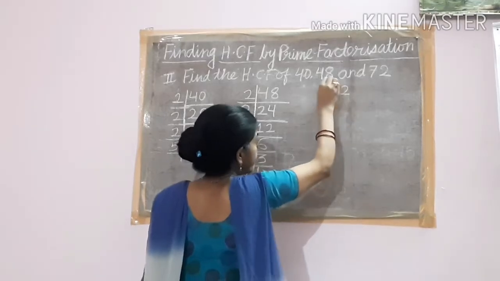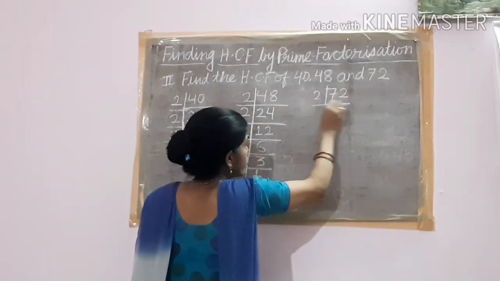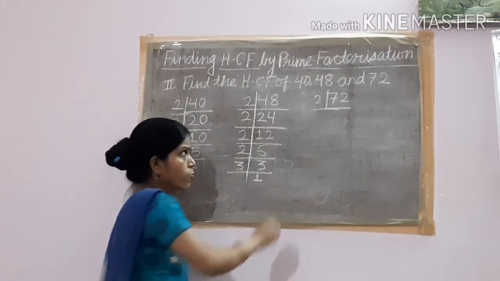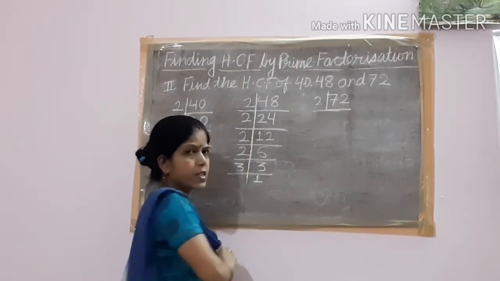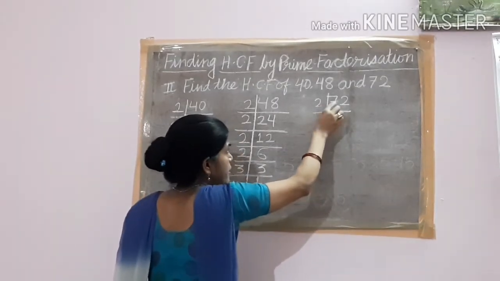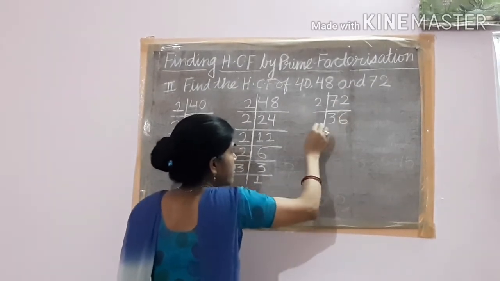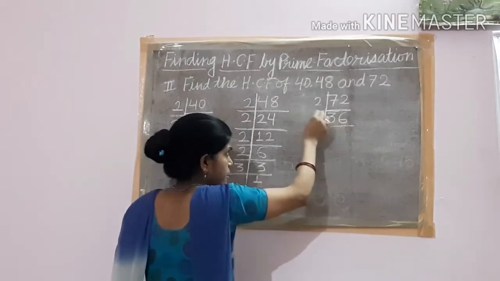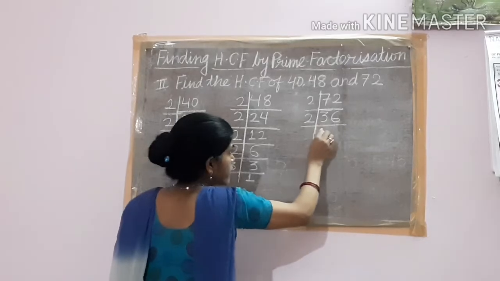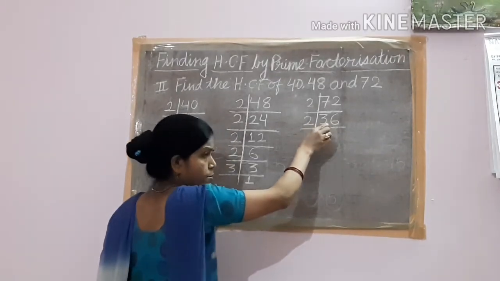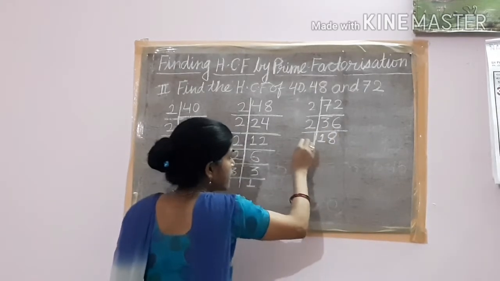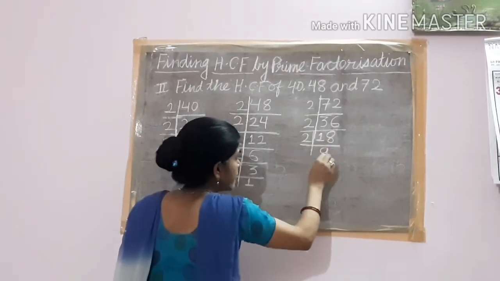Now next is 72. Is it divisible by 2? Yes. Why? Because 2 is present in the ones place. Now 2 threes are 6 and 2 sixes are 12. Again, yes, because again 6 is there in the ones place. 2 ones are 2 and here 1 is in your mind. 1 six 16. 2 eights are 16. Now 2 nines are 18.